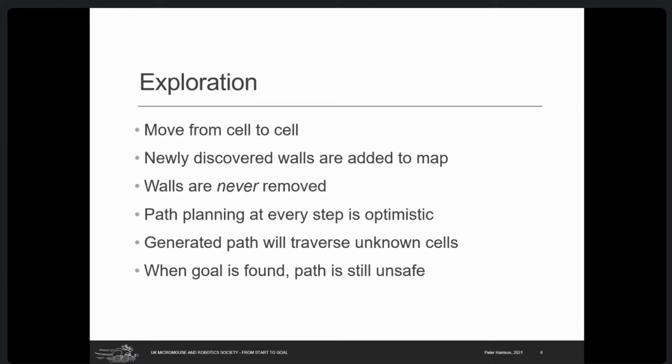Now, the problem is that when you get to the goal, you've gone by some roundabout route, which depends on what you discovered as you were doing it, and the route that you have taken is very unlikely to be optimal. It may not even be very good. And more importantly, it's unsafe. If you just drive to the goal, have a look at what you know about the maze, and then make a map and make a route, that route almost certainly goes through cells which are dangerous. That is to say, you don't know what's going on in them.